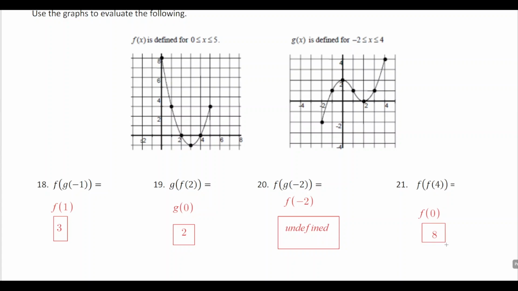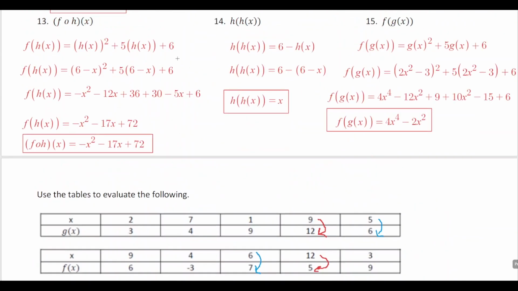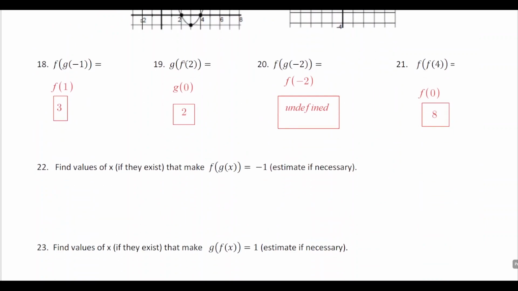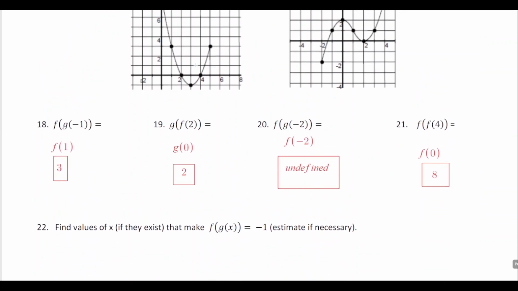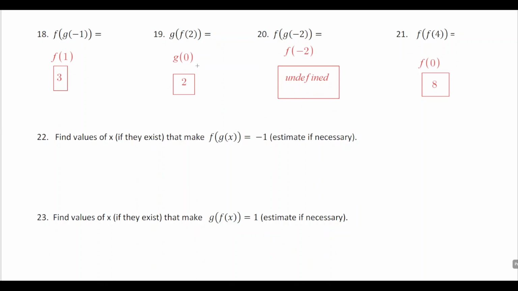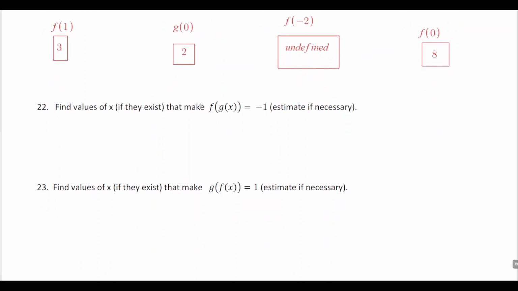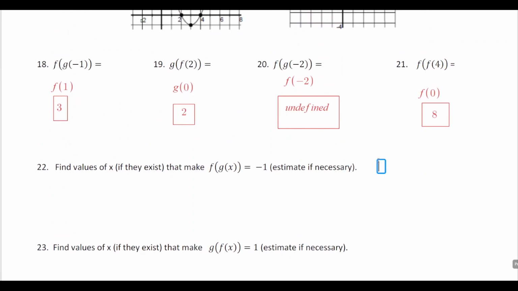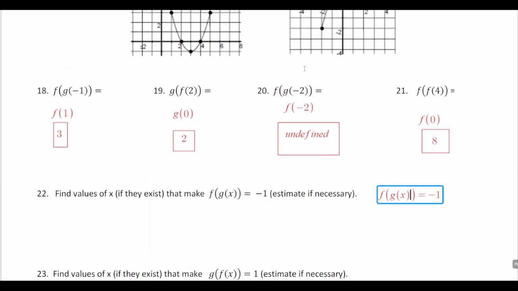So as you can see, we pretty much are doing the same thing whether we're given an equation, a table, or a graph for these composite functions. We're just substituting one into the next. So in number 22, it's saying find the values of x that make f of g of x equal to -1. So we're saying f of something, f of that g of x is -1. So what we need to do is figure out what the something is first, and then we'll figure out what x is. So f of what is -1?